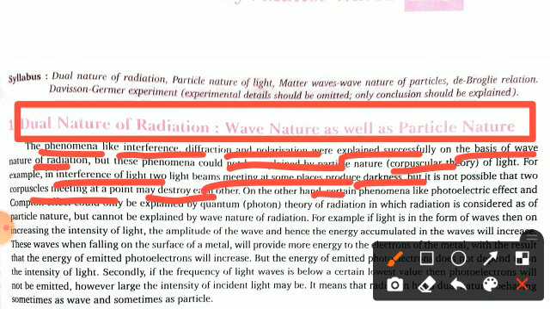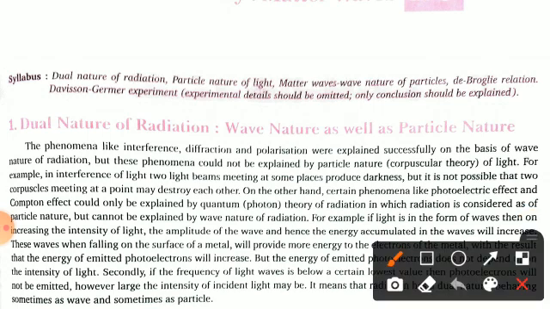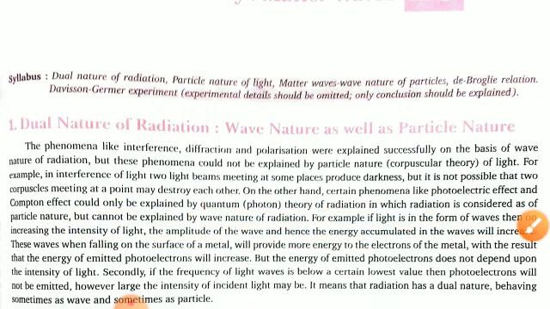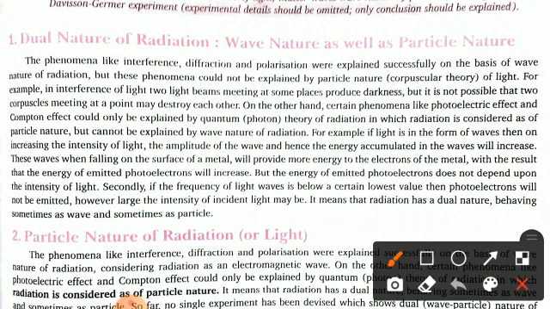On the other hand, certain phenomena like the photoelectric effect and the Compton effect could only be explained by the quantum theory of radiation, in which radiation is considered as having particle nature, but cannot be explained by the wave nature of radiation. For example, if light is in the form of a wave, then on increasing the intensity of the light, the amplitudes of the waves, and hence the energy accumulated in the waves, will increase. These waves, when falling on the surface of the metal, will provide more energy to the electrons of the metal, with the result that the energy of the emitted photoelectrons will increase.